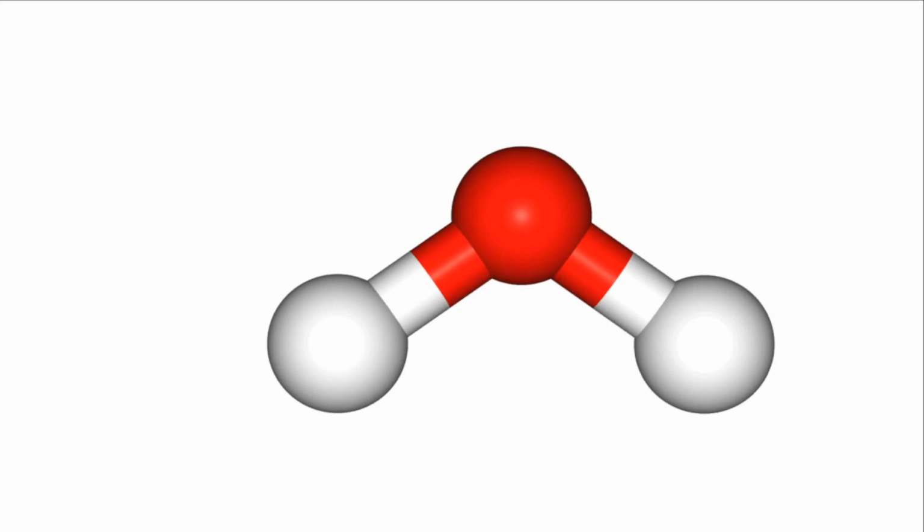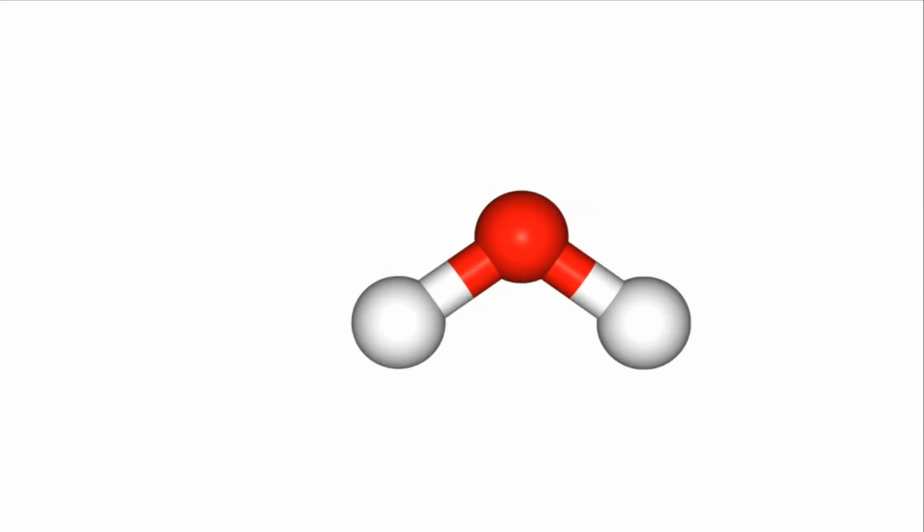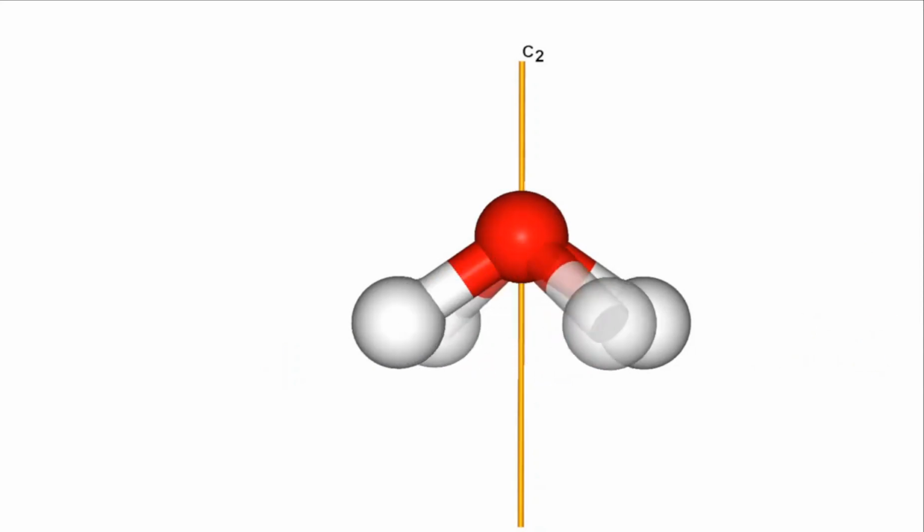Now take the case of a water molecule. The water molecule possesses one two-fold axis of symmetry, and you can see that the axis goes through the oxygen atom and in between the two hydrogen atoms. If I rotate the molecule through 180 degrees, it goes to a configuration which is indistinguishable from the initial configuration. Now if I do the C2 operation twice, what will happen?